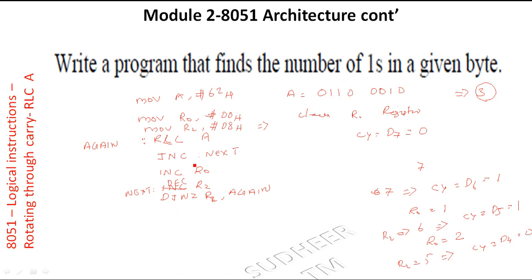What is D4? 0. So these operations will be bypassed or skipped. Then again decrease R2, so R2 is 4 now. A non-zero value, it will jump to again and rotate. The carry flag will be D4, which is 0 now, so it will not perform INC R0. Again decrease to 3, and it will check the next bit. Once it is D1, what will happen? INC R0 makes R0 to 3. Once R2 comes to 0, this condition will be violated and it will go to another step. After this instruction is repeated 8 times, our register R0 will have the exact count of how many ones are there in the accumulator.